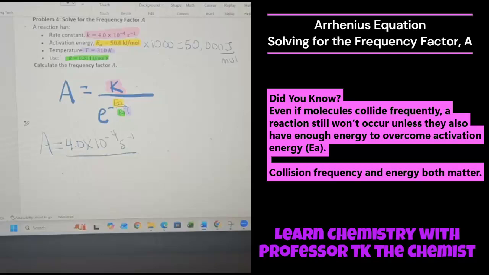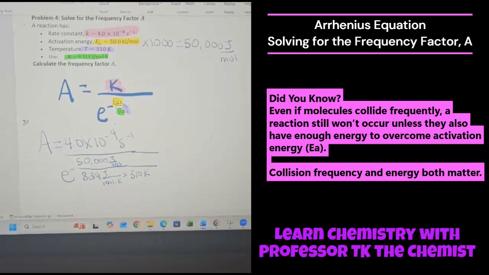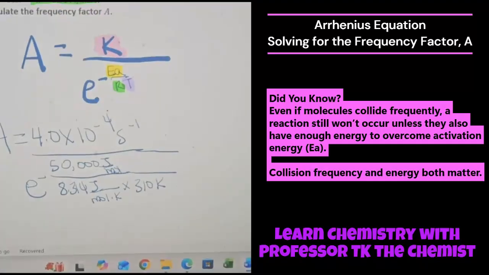So E to the negative, on the very top, I'm going to put 50,000 joules per mole divided by the gas constant, 8.314 joules per mole dot Kelvin, times temperature, 310 Kelvin. Yes, I know this is a lot to do, but this is what happens.